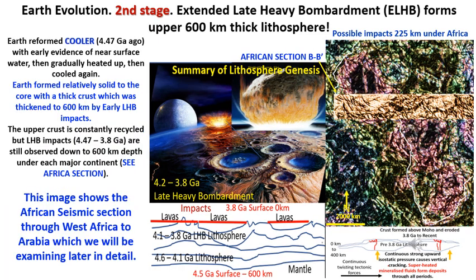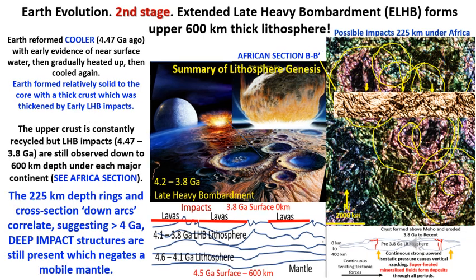This image shows the African seismic section through West Africa to Arabia, which we'll be examining later in detail. The 225 kilometre depth rings and the cross-section down arcs correlate, suggesting greater than 4 gigaannum deep impact structures are still present, which negates a mobile mantle.